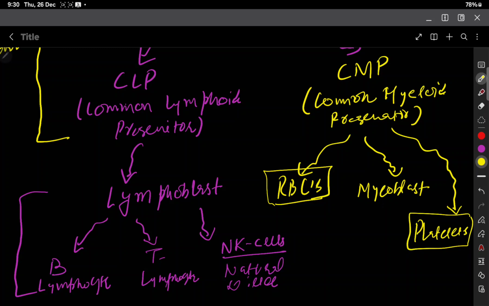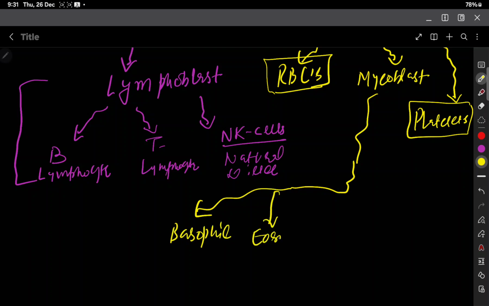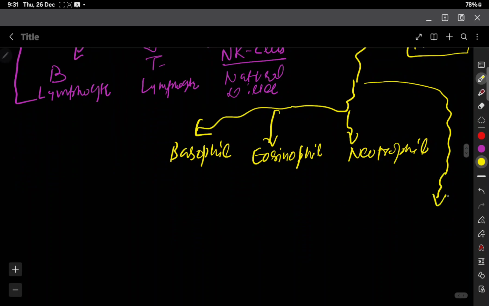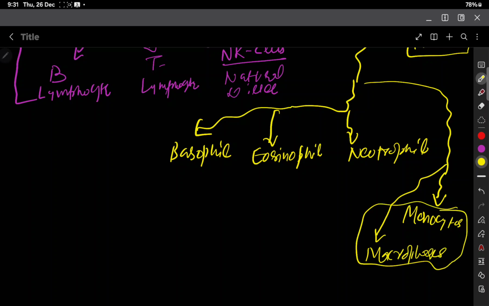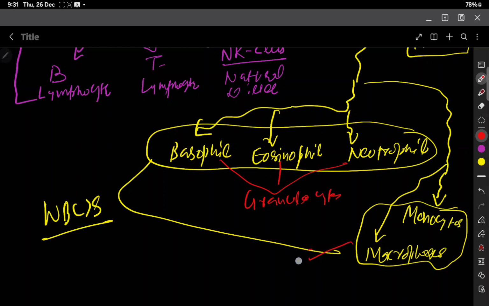Now this myoblast can get converted into different types of cells. First is basophil, second is eosinophil, third is neutrophil, fourth is monocytes, and fifth is macrophages. All of these are called WBCs, white blood cells. That is the formation of the white blood cells. Basophil, eosinophil, and neutrophil are called granulocytes, and monocytes and macrophages are called agranulocytes.